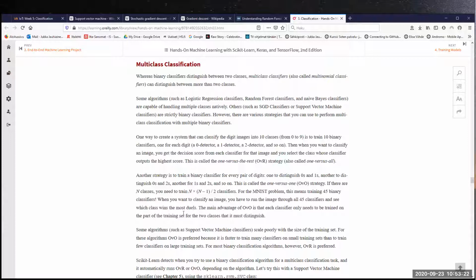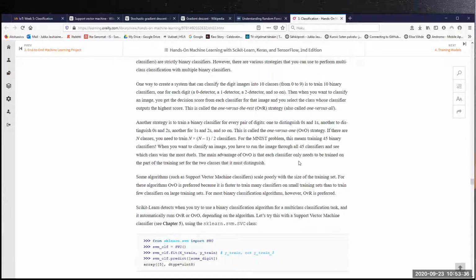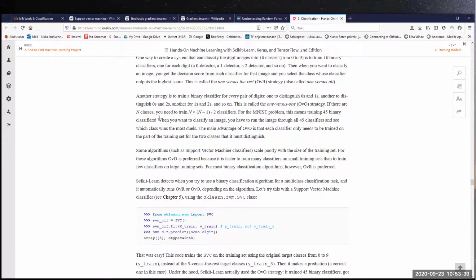Another is a pairwise classifier where you distinguish ones and zeros, ones and twos, and so on. So a pairwise classifier. And this is called one versus one classifier or one versus one strategy. Of course, in this problem this means that you have to train 45 binary classifiers.